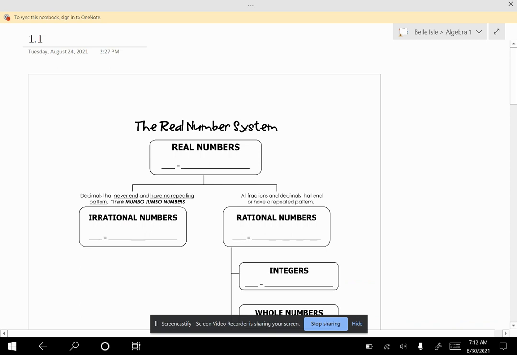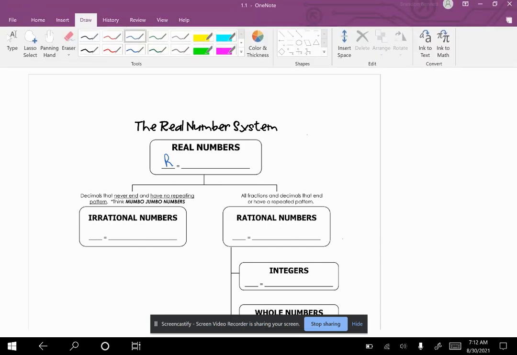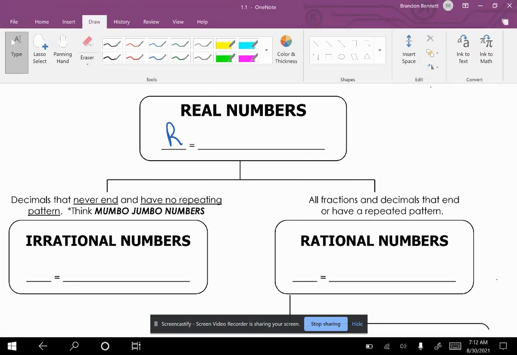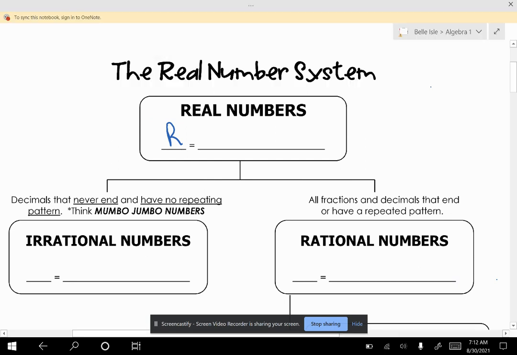Okay, guys, today we're going to talk about the real number system. Okay, so real numbers, which we'll refer to as R. Okay, let me zoom in on this just a little bit. Okay, real numbers are all numbers.